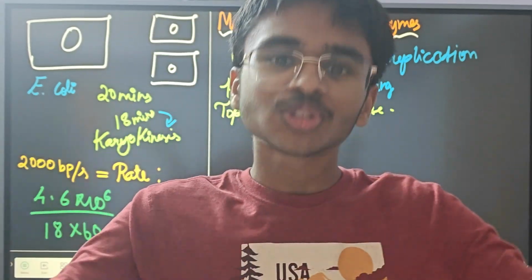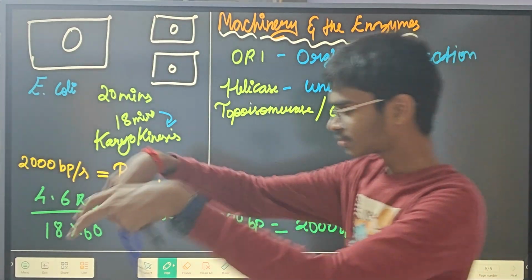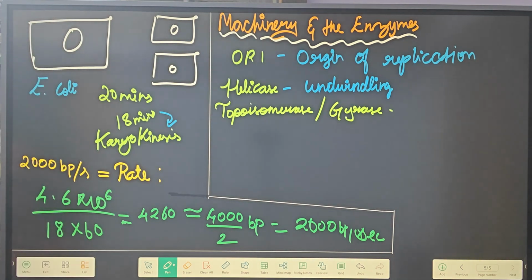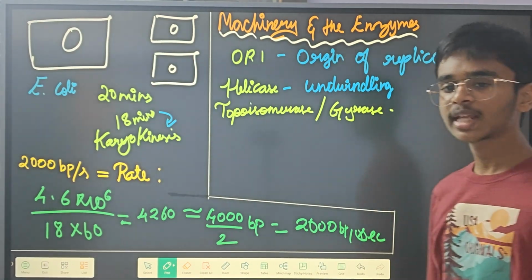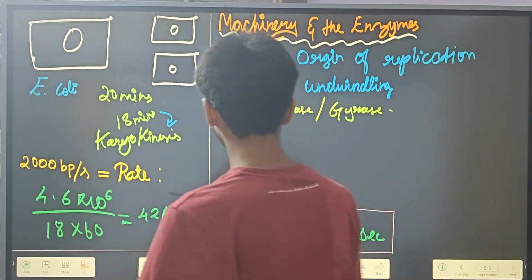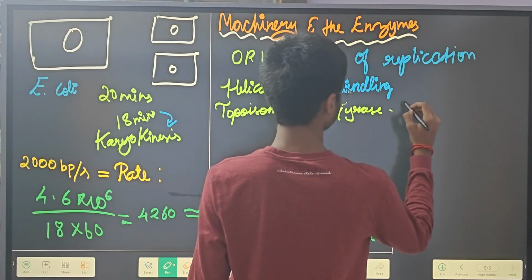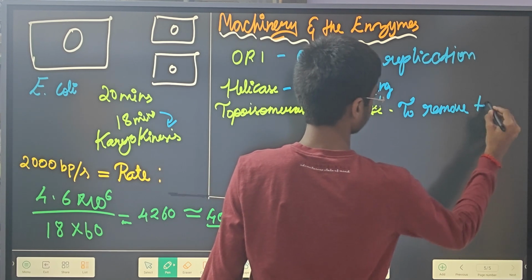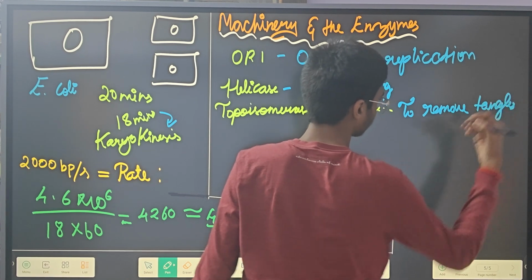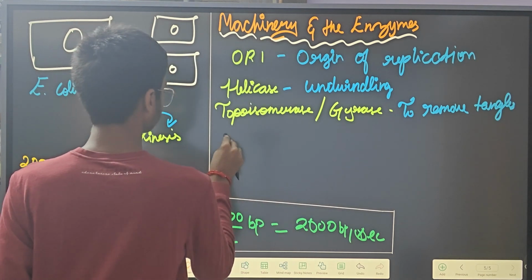So in order to remove this knot, there is this topoisomerase, which is also known as gyrase, to remove tangles. Okay, then after this topoisomerase we are having primase.